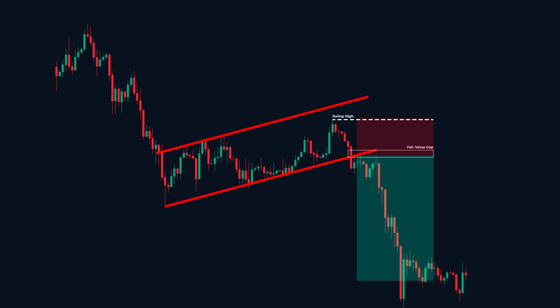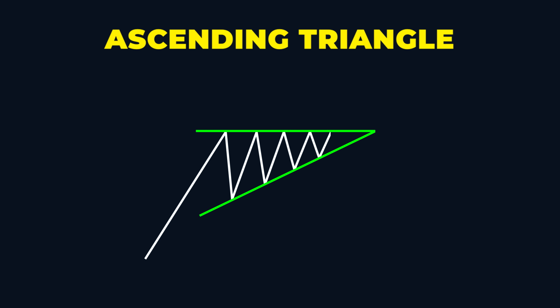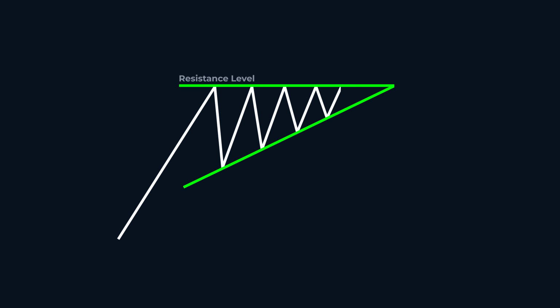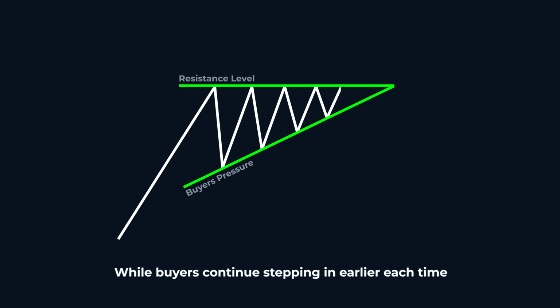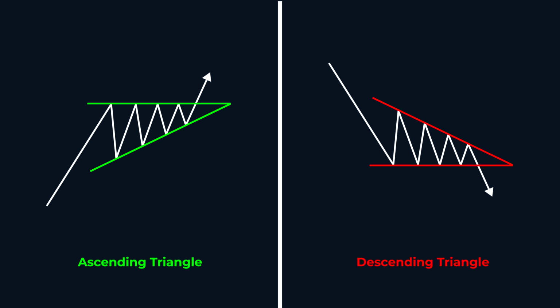Once you understand flags, the next pattern becomes much easier to recognize: the ascending triangle. Instead of a pullback channel, price keeps reacting to one clear resistance level, while buyers continue stepping in earlier each time. It shows growing pressure from buyers. When price finally breaks above that level, it's often a signal that the trend is ready to continue. And remember, this pattern works both ways. Here's what an ascending triangle and descending triangle look like.